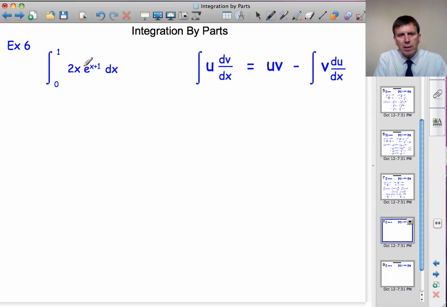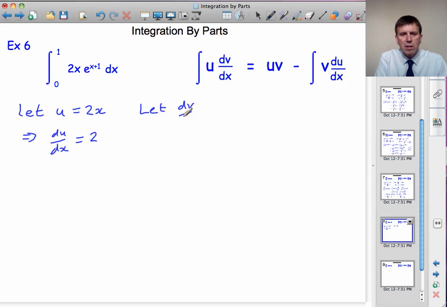Again, we let the linear function in x be the u. So let u equal 2x, which implies that du by dx is equal to 2. Let dv by dx equal e to the x plus 1, which means that v, the integral of that, is e to the x plus 1. The power never changes. We need to divide by the differential of this here, but that's just 1.